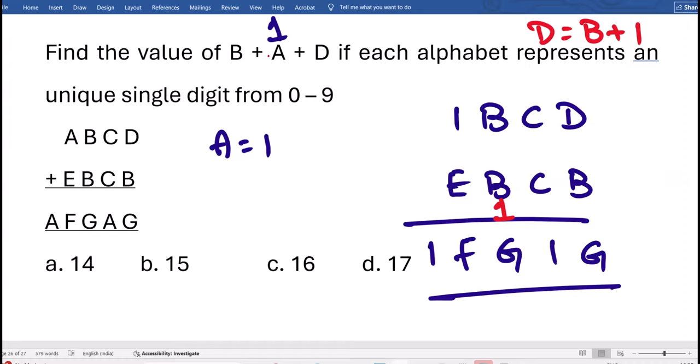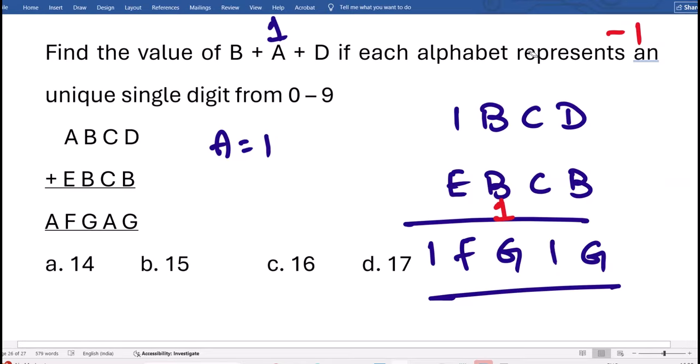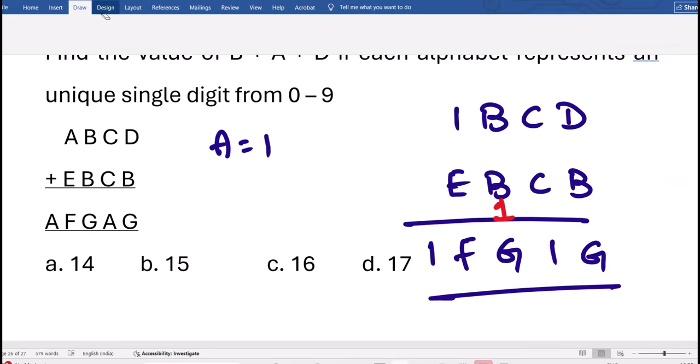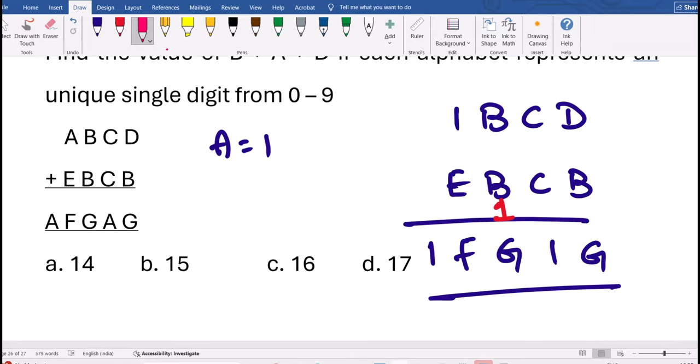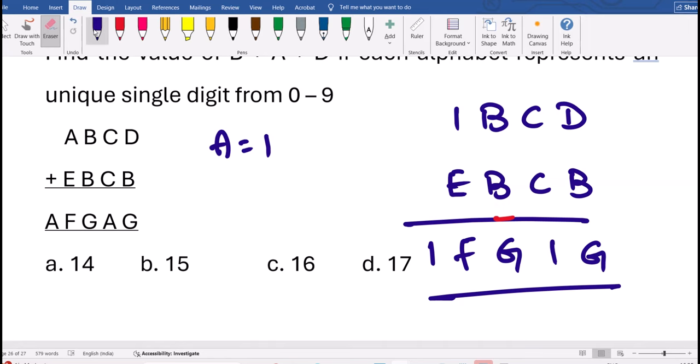B plus 1 is G. D plus B is G. Maybe some carry here. Here also carry. That carry part we need to think. I cannot directly say D equal to B plus 1. Yeah, fine. Okay, this one also I can eliminate. D and B adding G maybe with carry.